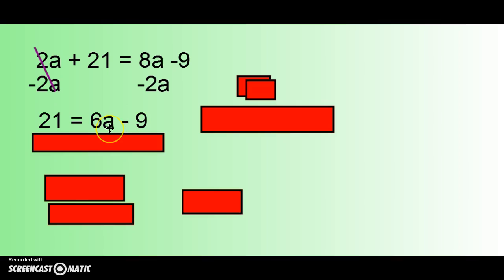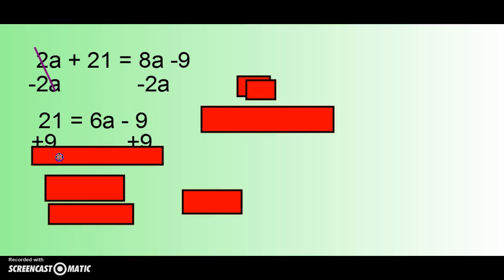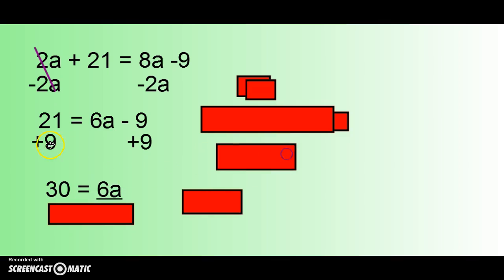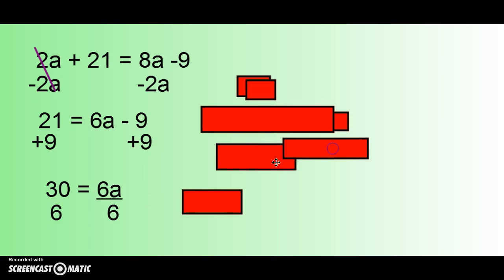All right, I'm looking at this and I see, oh, I have my variables all on one side, but now I want to move the constant over to the other side. So I would need to add 9 to both sides. These 9's would, of course, become a 0. And I would just rewrite 21 plus 9 is 30. 30 equals 6a. You want to get that a alone, so divide by 6 on both sides.